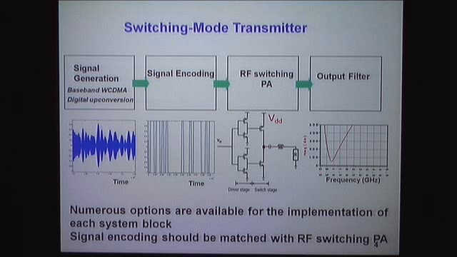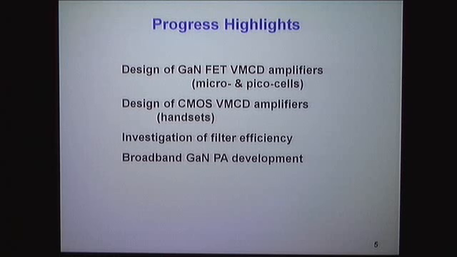When you see simulations under pulse width modulation, the efficiency drops or the distortion is very high. A voltage mode Class D can support pulse width modulation, which, in certain forms, has the least amount of power out of band. So you're spending less time generating out of band energy, which might be reactive, but that's very good for efficiency. So we'll talk about gallium nitride FET, voltage mode Class D, in both micro and pico cells, also for handsets, where we can use CMOS devices, and we'll investigate filter efficiency, and also broadband gallium nitride PA development.